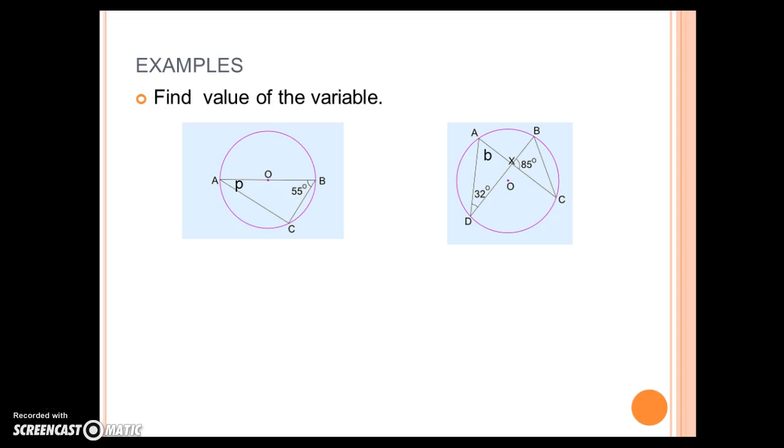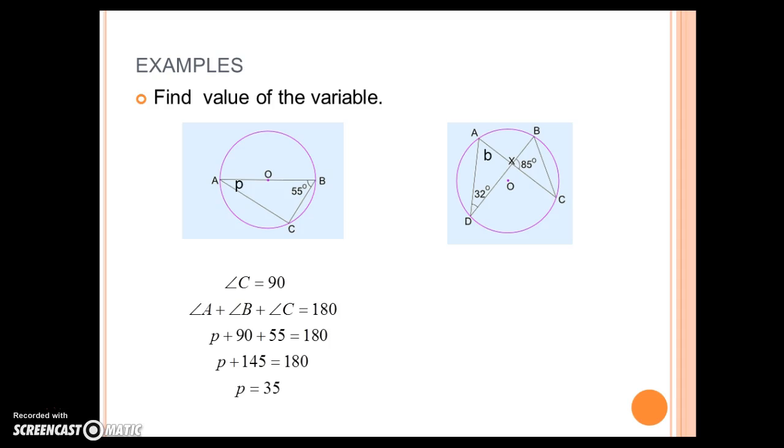Find the value of P. Well, we know that angle C, or BCA, is going to be 90 degrees because it's inscribed in a semicircle. And we know a triangle adds up to 180. So angle A plus B plus C have to give me 180. So we know P we don't know. We know 90 and 55 gives me 145. So the leftover is going to be 35 degrees.